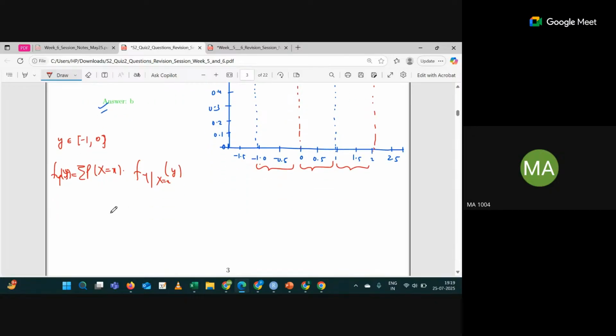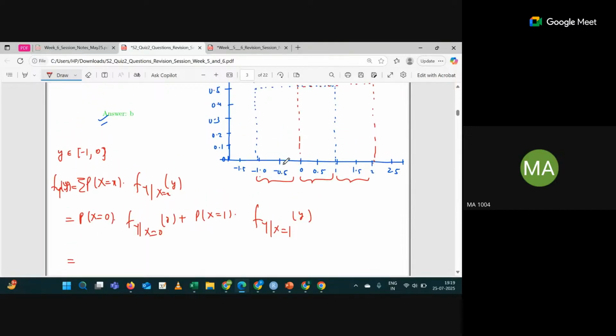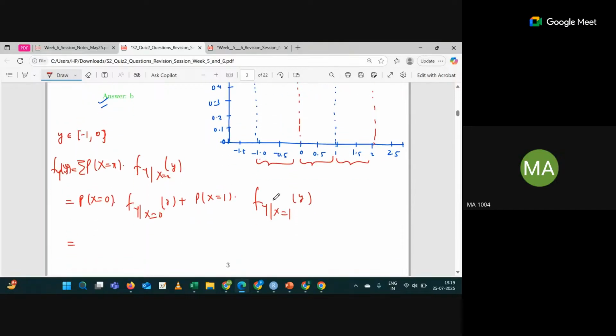Are you getting my point? See here, what are the possible values of x? Let me write it like this: the summation over x equal to 0 of f_{Y|X=0}(y), plus probability x equal to 1 into f_{Y|X=1}(y). So can you tell me whether, for y from -1 to 0, this second part will be 0, right? Because it doesn't play any role.